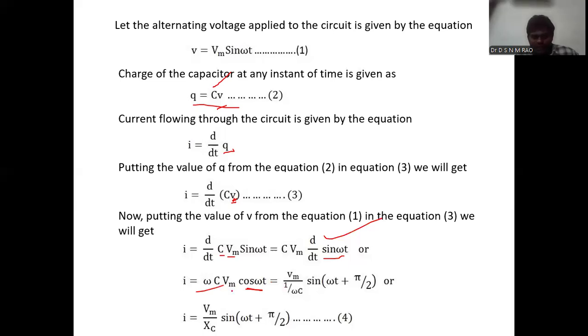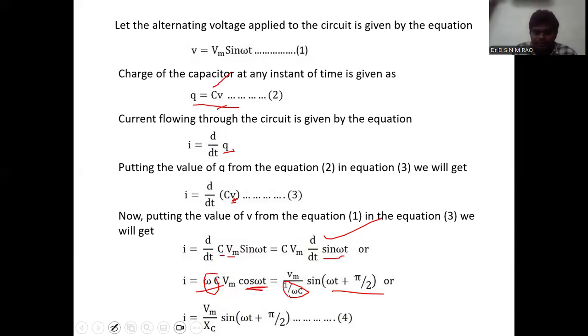Here Vm into omega C can be written as Vm divided by 1 by omega C. Cos theta can be written as sin of theta plus 90, so we get sin of omega t plus pi by 2. Vm divided by 1 by omega C, where 1 by omega C is taken as Xc, the capacitive reactance.